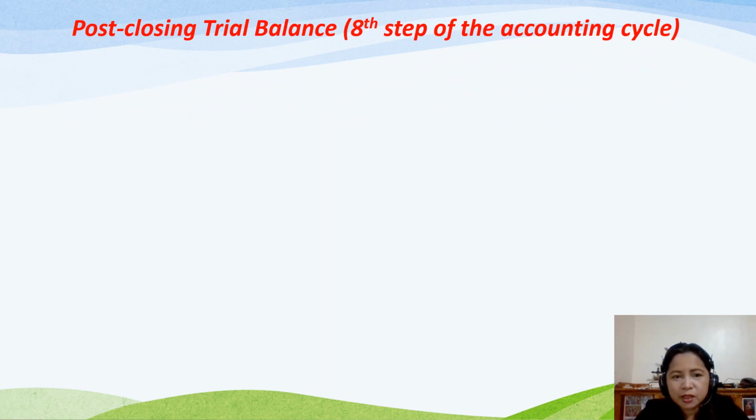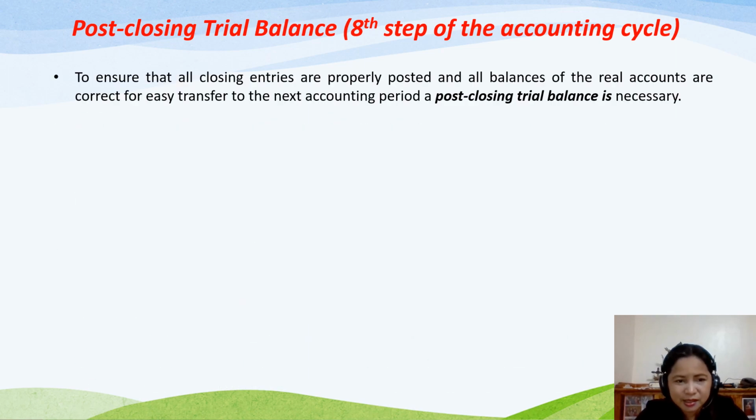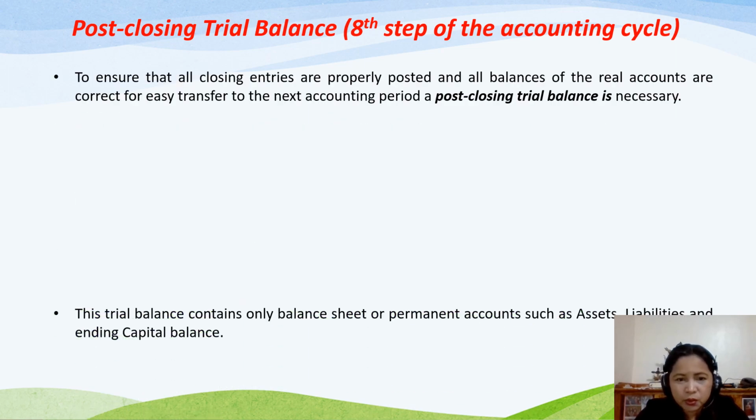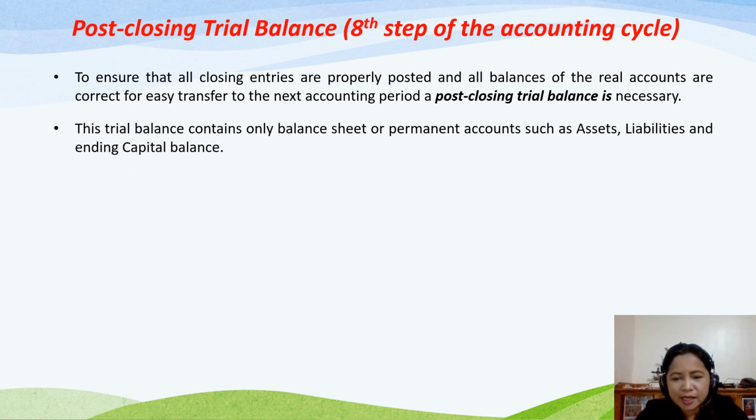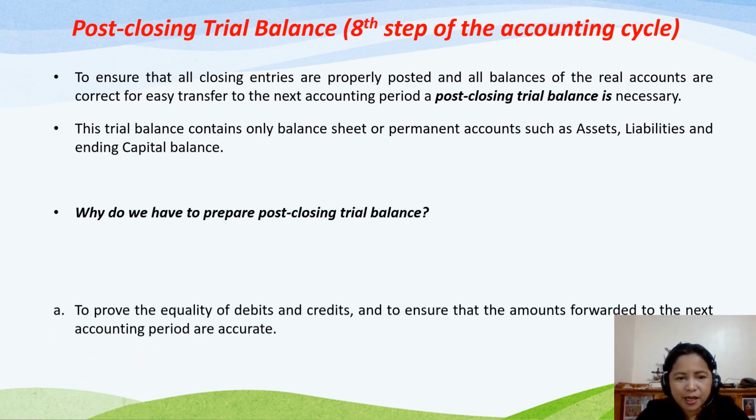So, after the closing entry is the preparation of the post-closing trial balance. This accounting step has to prove the equality of the debit and credit, which is very important so that we will really know that the trial balance of the next accounting period is in balance. Because this is after the closing entry, this only contains the real or permanent accounts, such as assets, liabilities, and the ending capital balance.